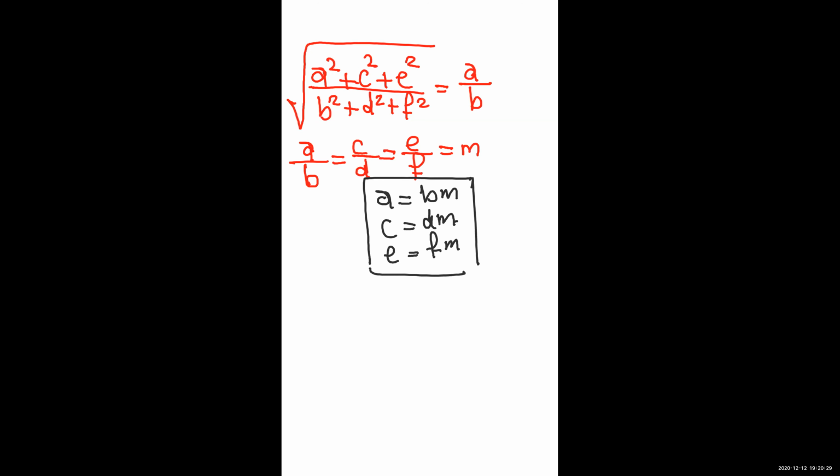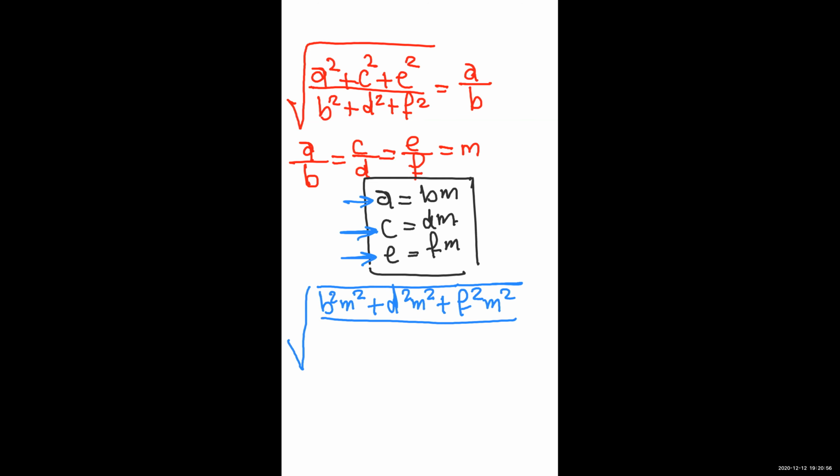First step, it will be the square root of the following. A squared, so this one is squared, B squared M squared, plus C squared, so this term squared, D squared M squared. Then plus E squared, which is F squared M squared, over B squared. Okay, do we have B here? No. So B squared plus D squared, so also D squared, plus F squared.